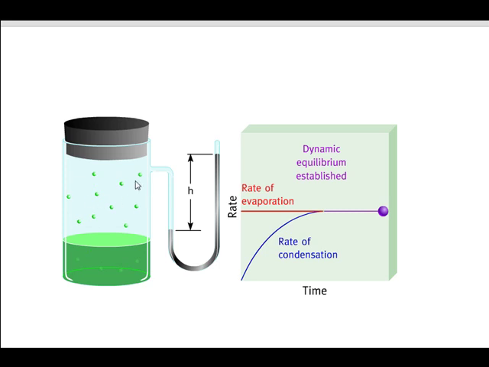So I hope that you guys were able to see that the gas particles were going from the liquid phase to the gas phase at the same time as some of the gas particles were going back into the liquid phase. Because we were not making any more vapor pressure, the vapor pressure was not increasing or decreasing.